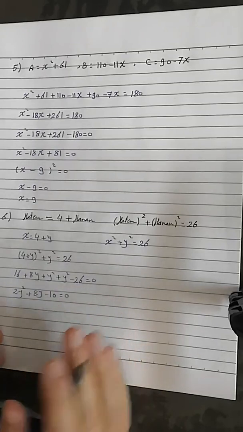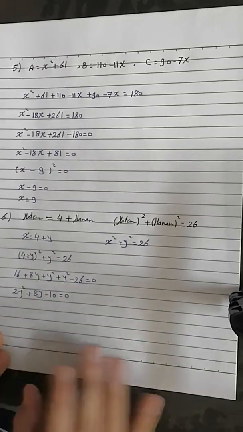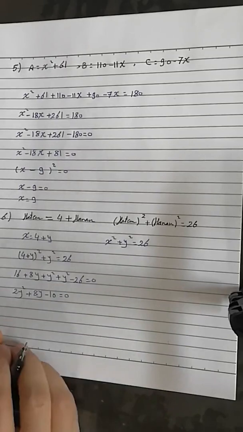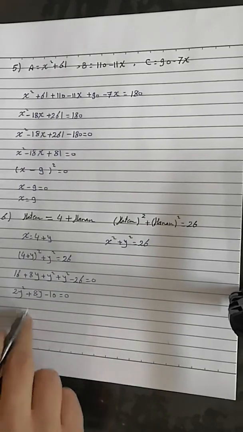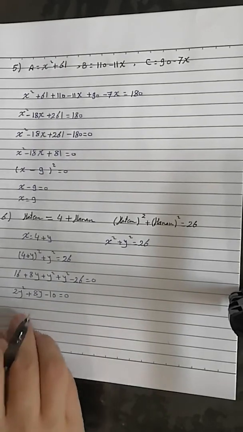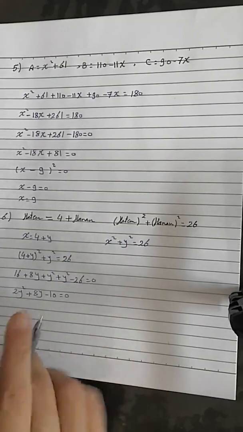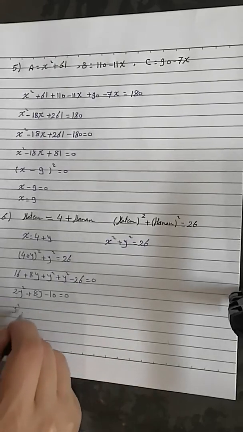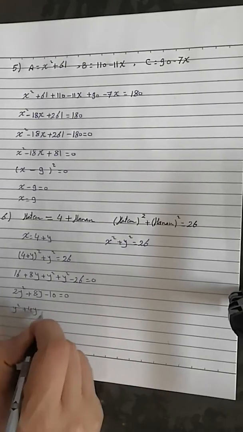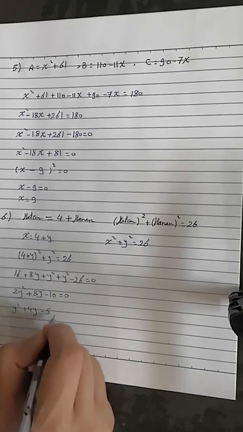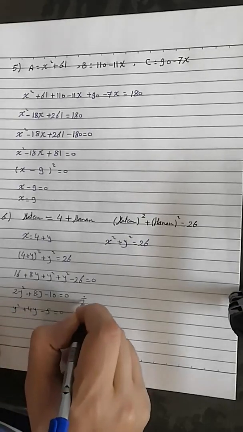But if I'm going to only factorize it, we can't divide it by 2. I will take 2 as a common factor. But in here, because it's an equation, I can divide it by 2. If I divide it in here by 2, it will be y squared plus 4y minus 5 equals 0, divided by 2.